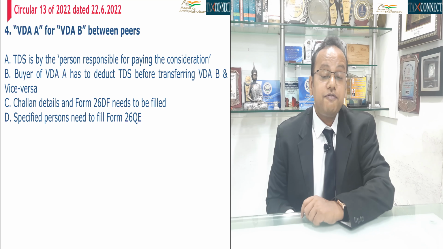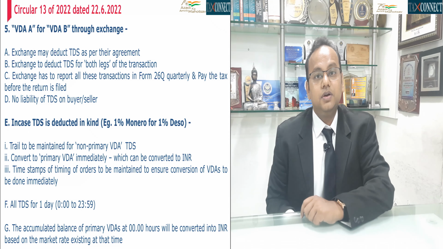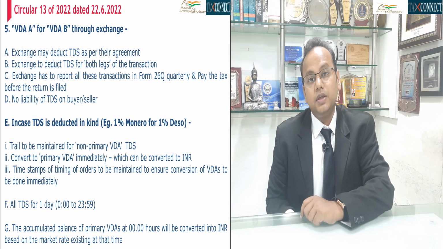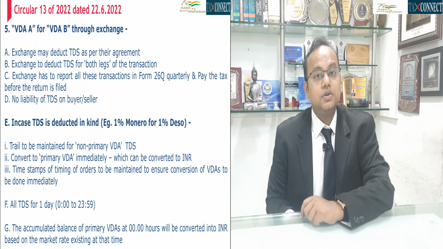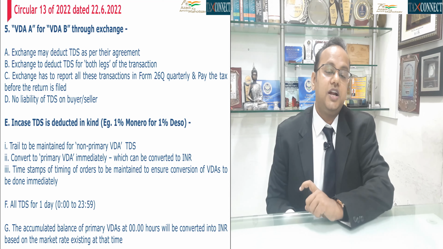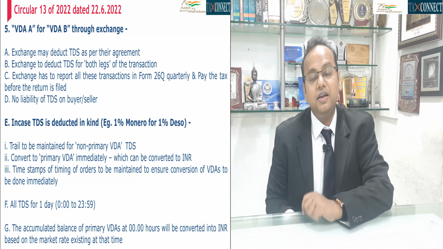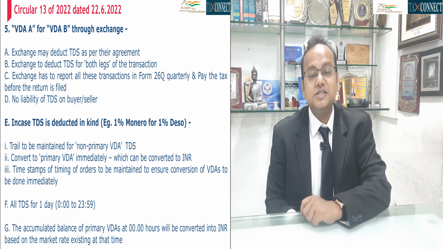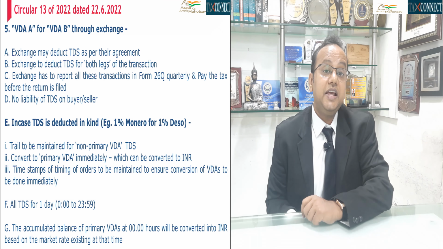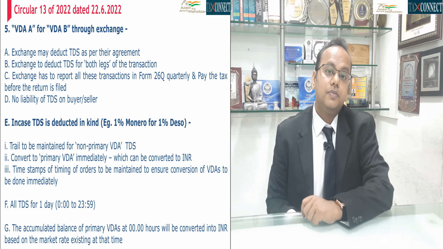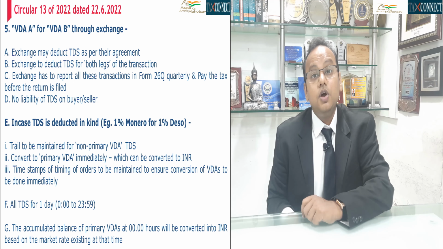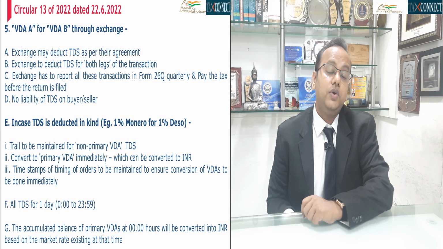It is being clarified in detail that yes, VDA A would be transferred to B, and B, being the purchaser of VDA A, would deduct TDS on making payment for VDA A to A, and vice versa, A would deduct TDS while making a payment for VDA B to B. Now the question is, what would be the TDS in? Would it be in INR? Would it be in VDA A and VDA B terms? Or would it be in primary VDA terms?